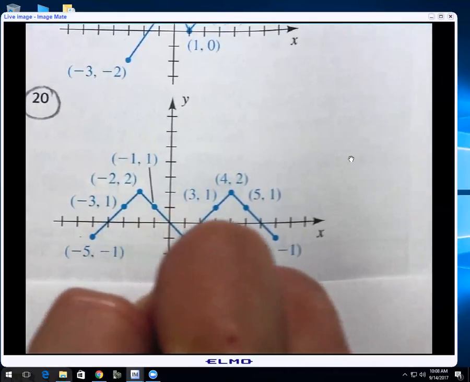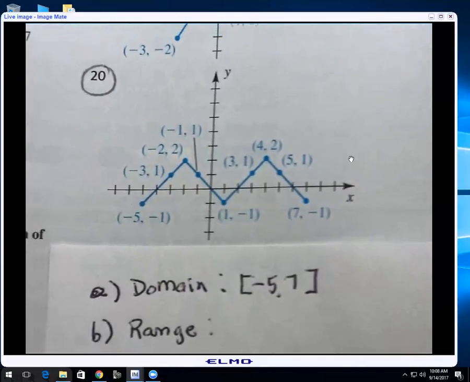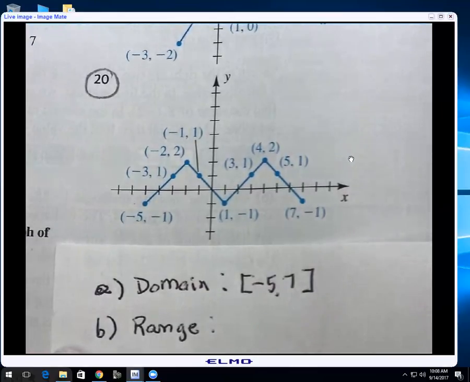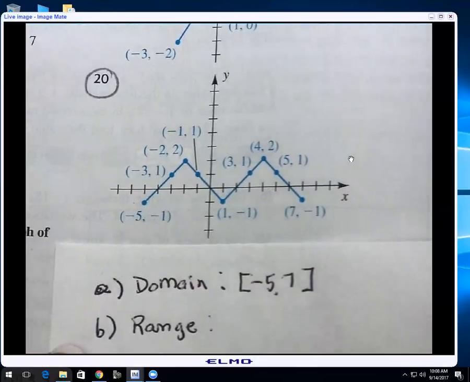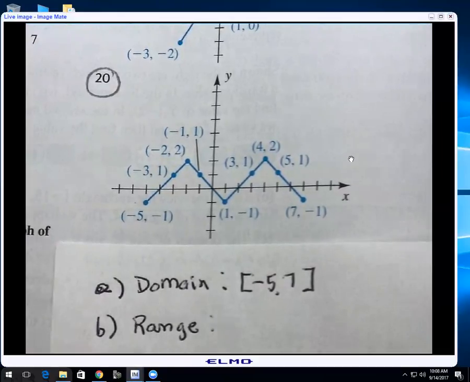The B part says give the range of that function. And range refers to what? Y values. So you just look at the graph and go, what's the lowest y value? What's the highest y value? And does the graph hit all the y values in between? What do you have for the range of that function?